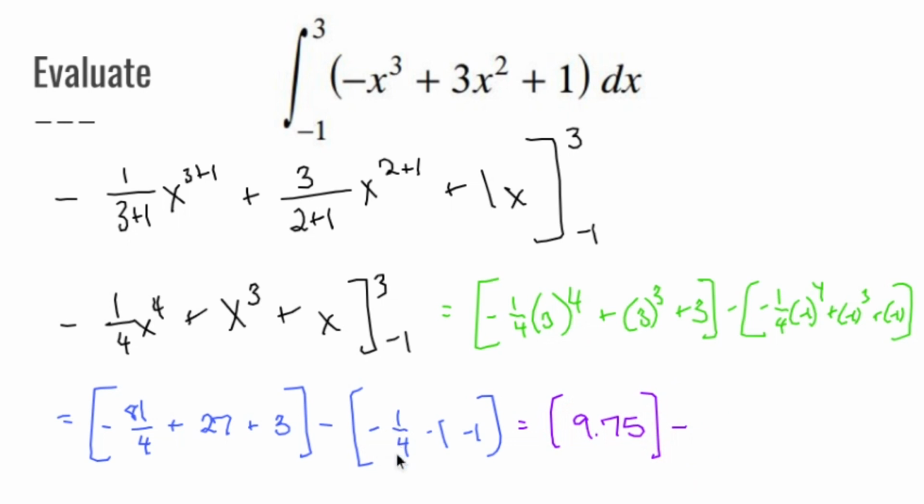Minus -1/4 minus 2, so -2.25. Double negative becomes a positive. 9.75 plus 2.25 is going to give me a nice 12. And that's the fundamental theorem of calculus for you.